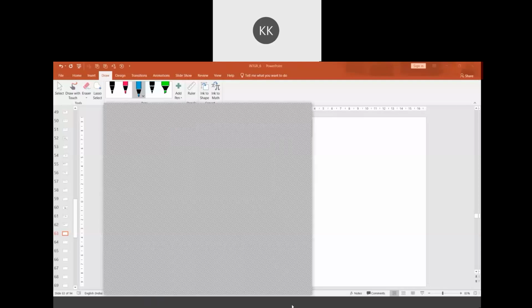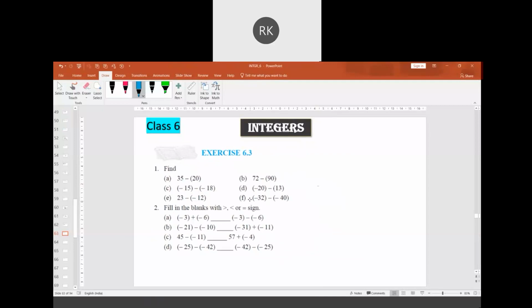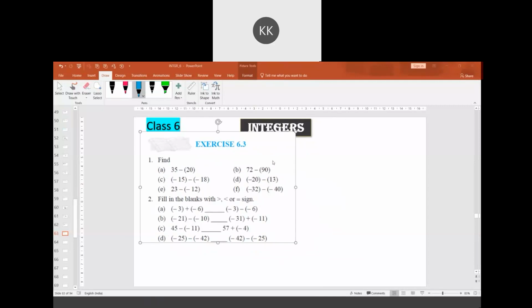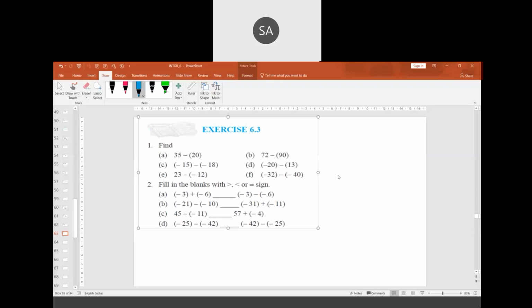Sir, once again, there is a black screen. Yes, now you can see. Yes, sir. We can see this very nicely, sir.